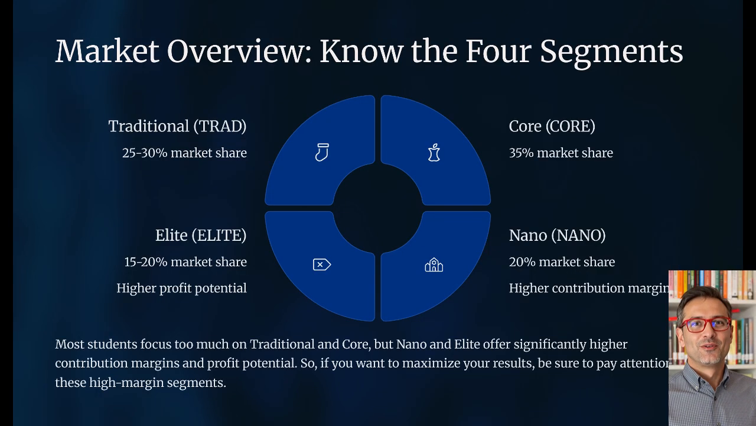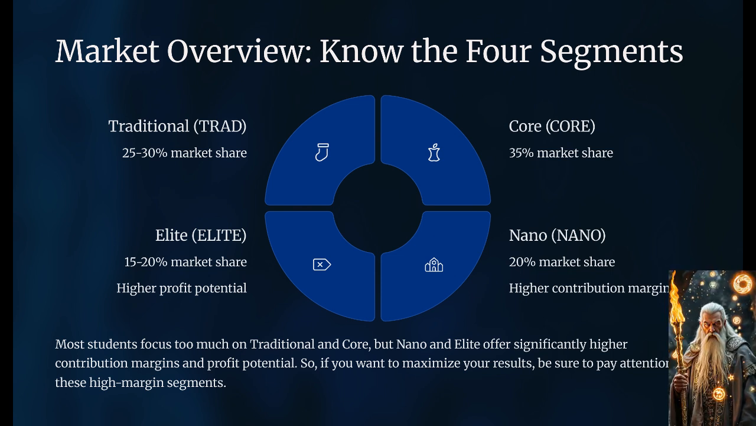Know the 4 segments. CompXM consists of 4 market segments: traditional, core, nano, elite. Their market shares are approximately: traditional, 25 to 30%; core, 35%; nano, 20%; elite, 15 to 20%. Most students focus too much on traditional and core, but nano and elite offer significantly higher contribution margins and profit potential. So, if you want to maximize your results, be sure to pay attention to these high-margin segments.